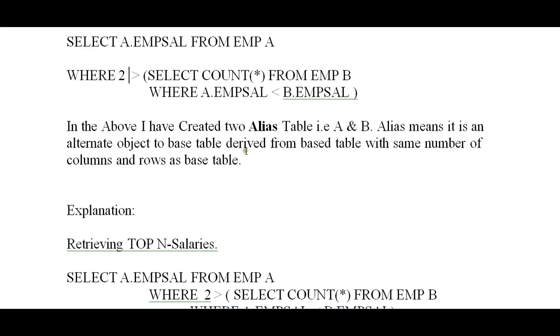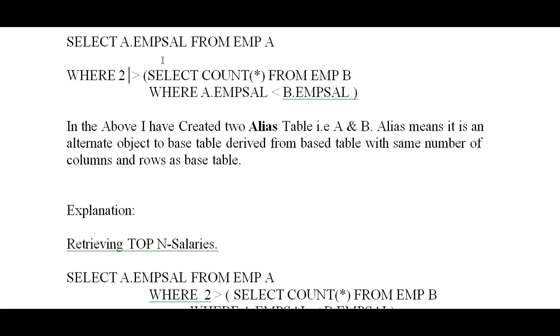So in the above I have created two aliases, that is, table A and B are the aliases. What exactly is an alias? An alias is an alternate object to the base table, derived from the base table with the same number of columns and rows as the base table. So it would be the same.